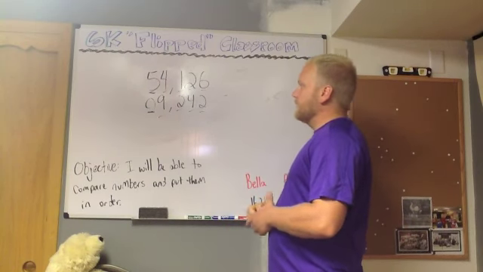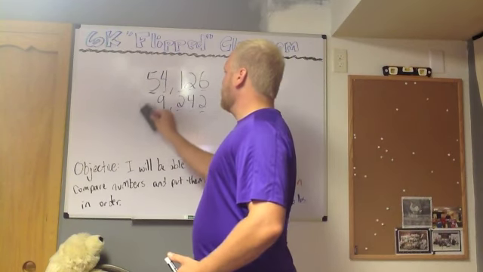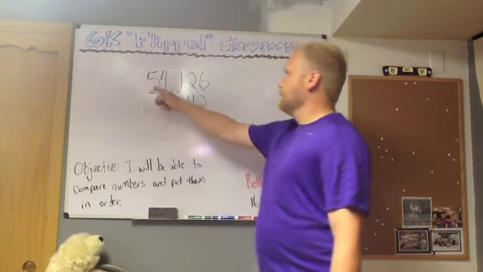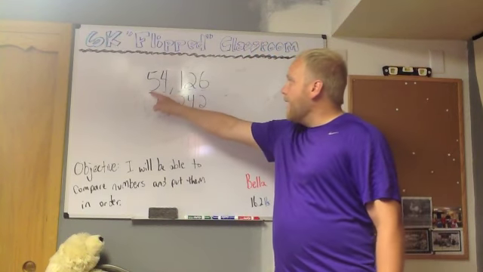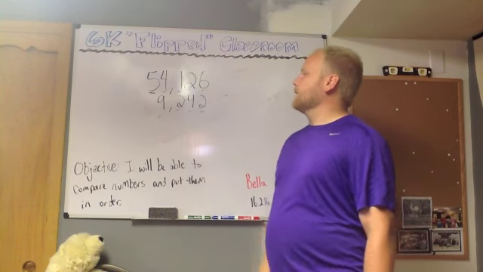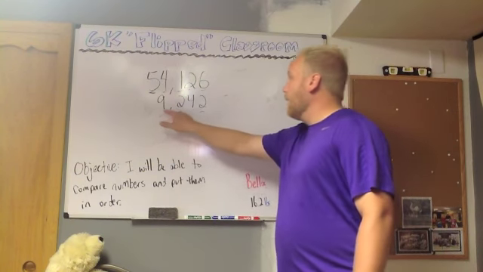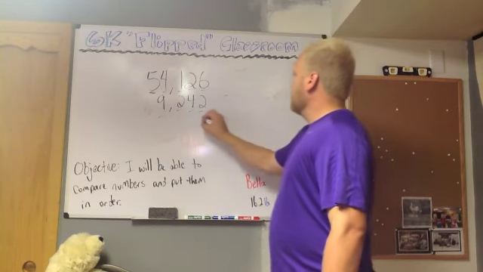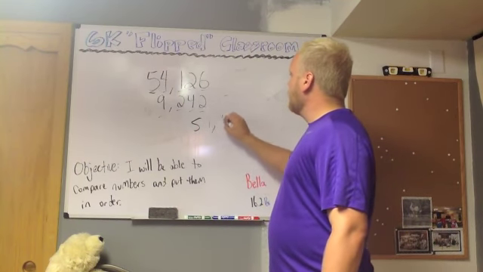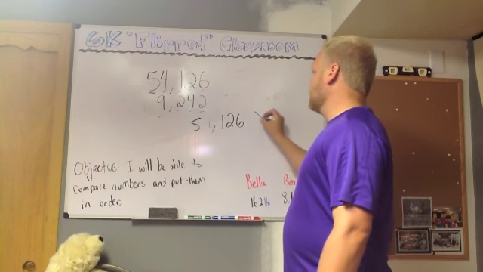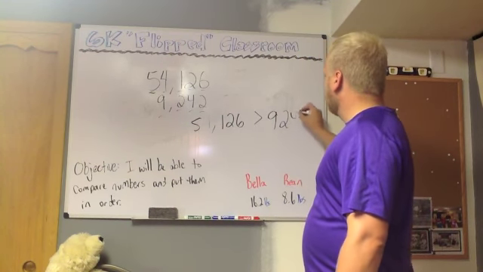Well, 5 is obviously bigger. So even though the biggest number there is 9, 5 in the 10,000s column is much bigger than 9 in the 1,000s column. So 54,126 is greater than 9,242.